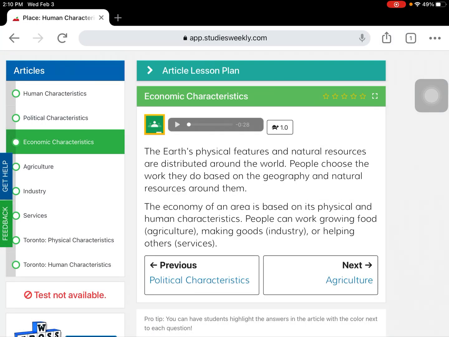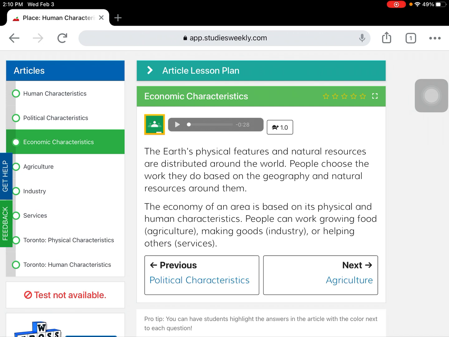Today we're going to continue talking about one of our 5 themes of geography, which is place. Remember, we are on part 2 of place. Last week we worked on part 1 where we took a look at physical characteristics, and this week we're working on part 2, which is all about human characteristics, and that's what we were introduced to on Monday.